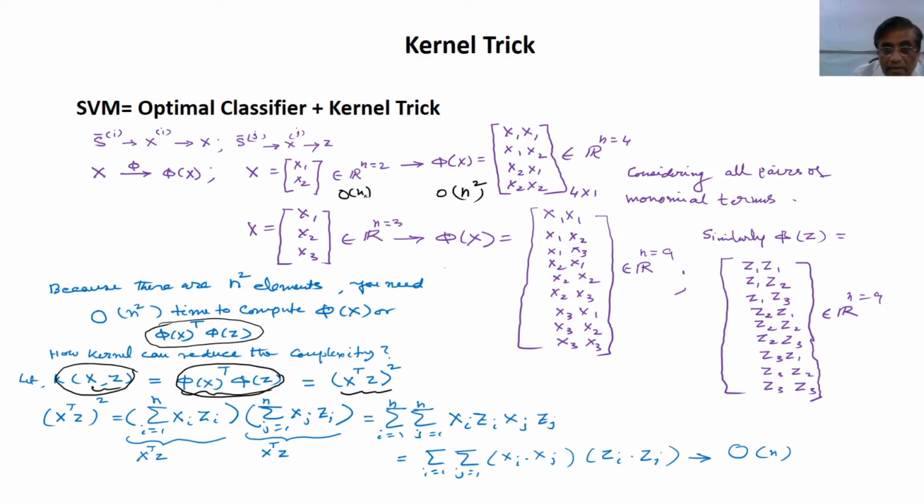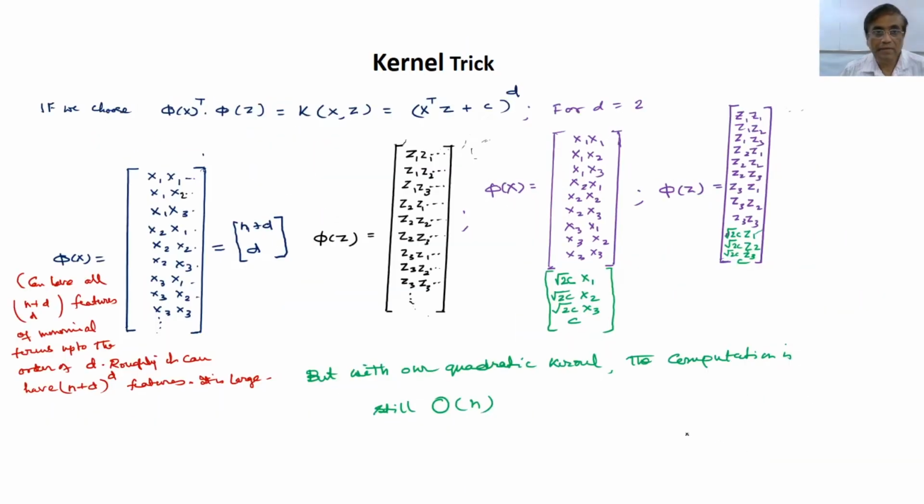When I talk about n square, there could actually be n square by 2 because many terms are the same, but the computation order still remains of the order of n square here. If you take the data to a feature space, and do not use a kernel, then the complexity is n square. If you use a kernel, the complexity becomes O(n). So, this is the kernel trick.